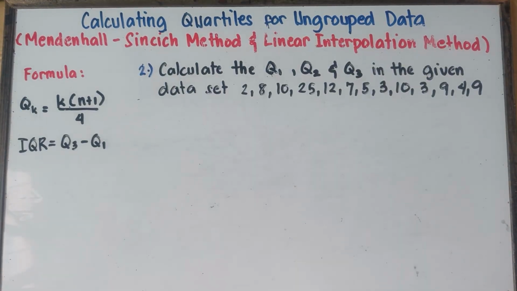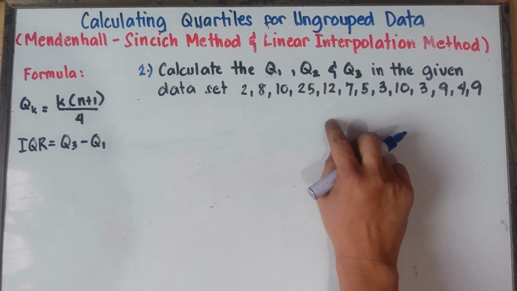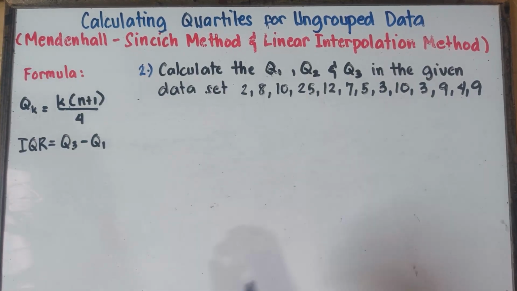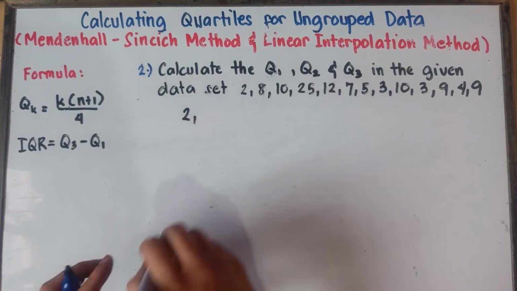So calculate quartile 1, quartile 2, and quartile 3 in the given data set. So given data set: 2, 8, 10, 25, 12, 7, 5, 3, 10, 3, 9, 4, and then 9. So it's not yet arranged, so we need to arrange this one. Alright, let's do it step by step. The smallest number, that would be 2. Alright, so we have 2.